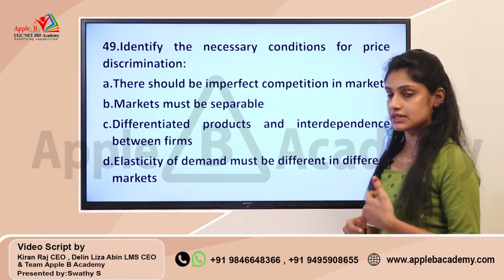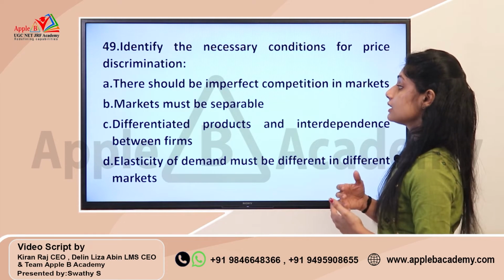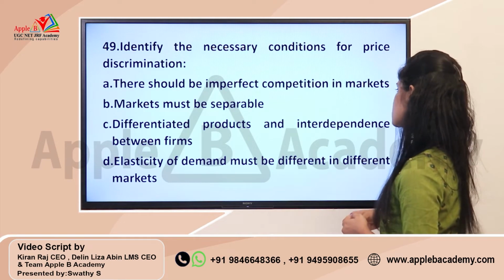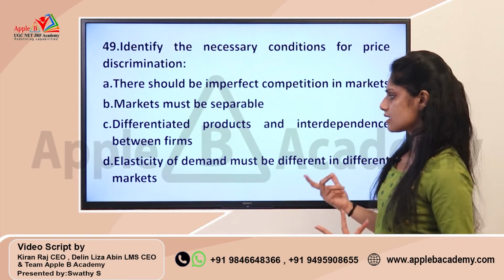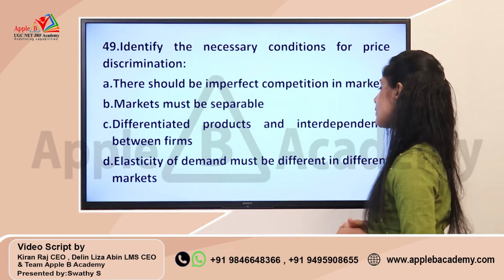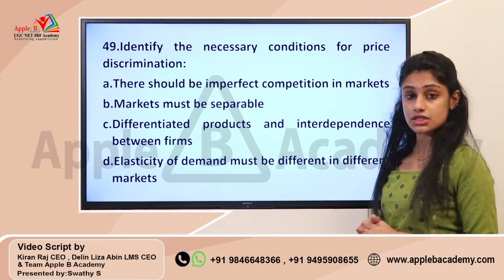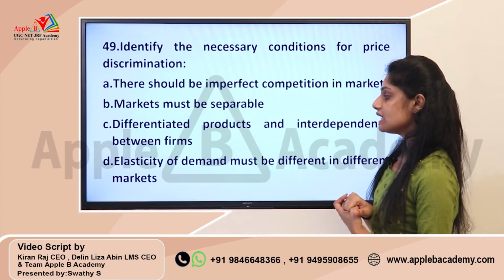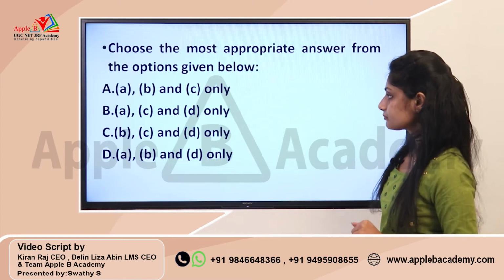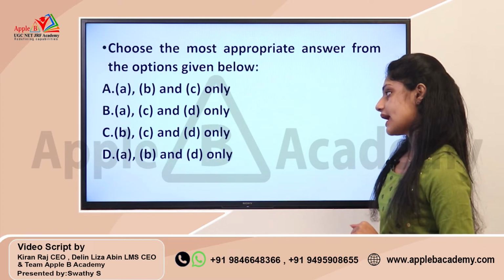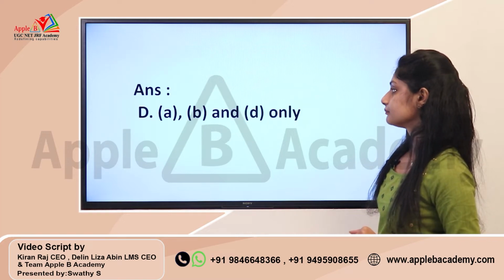Market must be separable. That is also correct. Then differentiated product and interdependence between firms. That is not necessary. D, elasticity of demand must be different in different markets. That is also very important. So A, B, D. That is option D, A, B, D only.